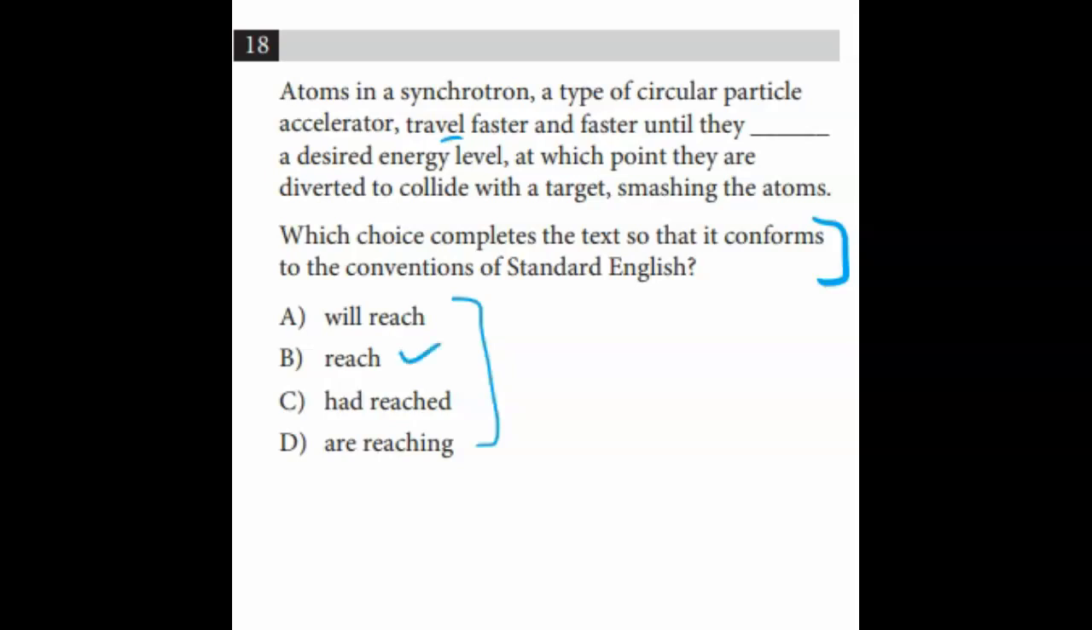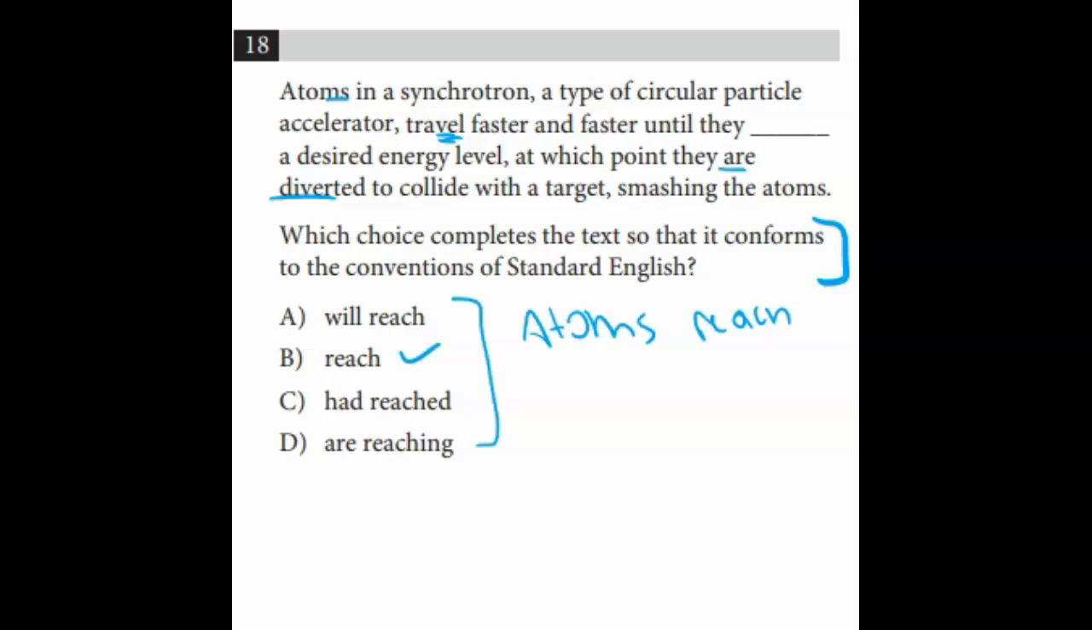Yeah, I think, just sounding it out loud in my head or out loud to you guys, reach fits. A desired energy level, at which point they are diverted to collide with the target, smashing the atoms. Yeah, so it's atoms plural. So it makes sense that you would use reach. So if you just put the subject atoms reach, just back to back, makes sense. So I like B. And it also fits with the conventions of travel because it's heavily implied. Like if they use a verb right before they use another one, it's going to be in the same tense. And then it would make sense that they are diverted, keeping it in that present tense.